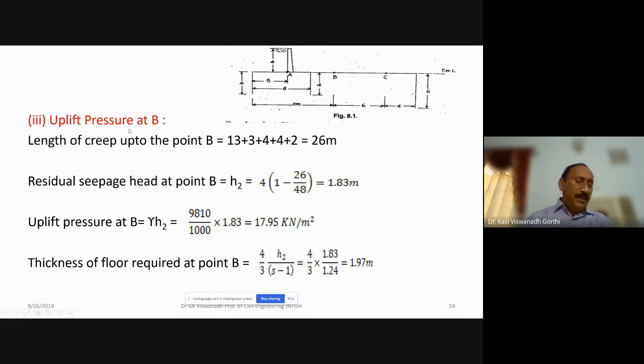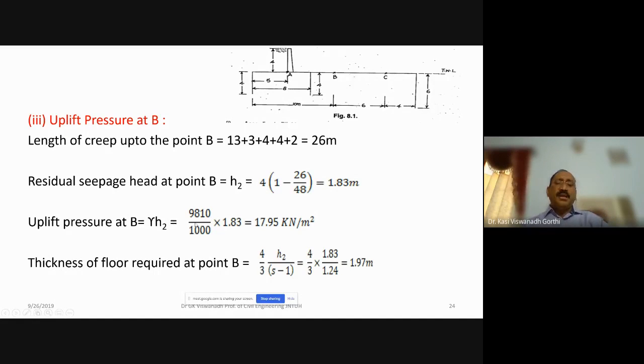Similarly, at point B, what is the residual head? You need to find the total creep length up to point B. Up to point B, the total creep length will be 4 meters vertically downwards plus 4 meters vertically upwards plus 8 meters horizontal. Then 4 meters downward plus 4 meters vertical plus another 2 meters to reach point B. So total 26 meters. Correspondingly, the residual seepage head will be 1 minus 26 by 48 into the head of water, 4 meters, which is 1.83.